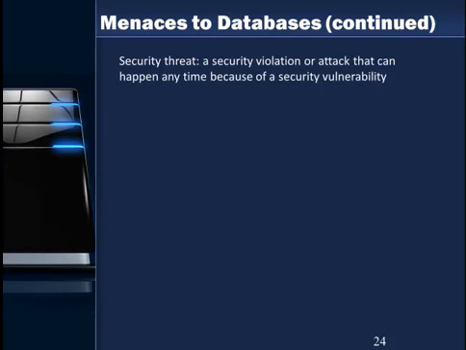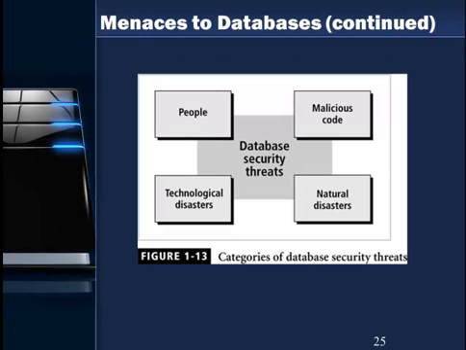A security threat is a security violation or an attack that can happen anytime because of a security vulnerability. We look at menaces to the database as they relate to security threats. We have people, whether they intentionally or unintentionally inflict damage. Malicious software can intentionally be written to damage or violate one or more of the database environment components: applications, networks, operating systems, and so forth. Natural disasters are obviously a big threat to any piece of technology, but particularly so as it relates to databases. And then there are technological disasters, which are caused by some sort of malfunction in the equipment or hardware. These things can inflict damage to networks, operating systems, the databases themselves, the database management systems, the data files, and so forth.